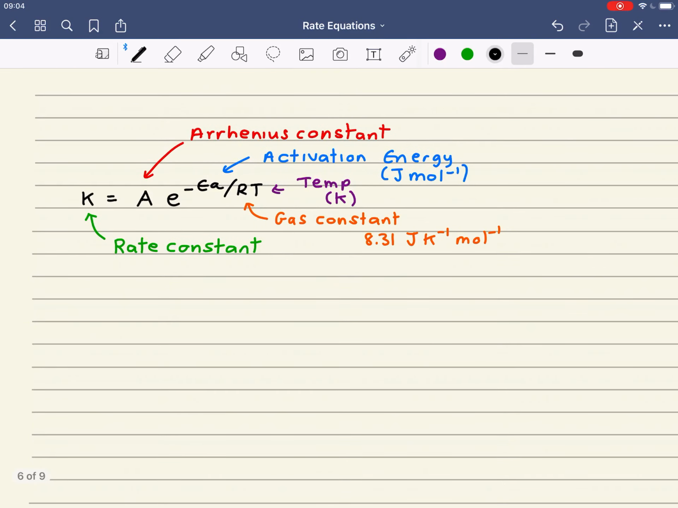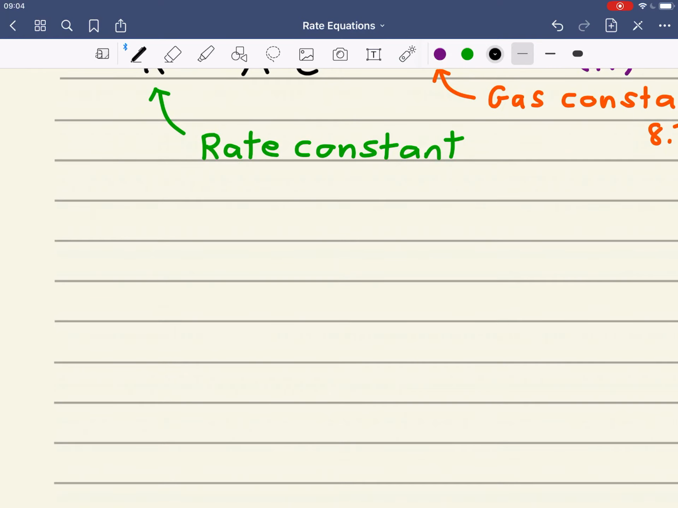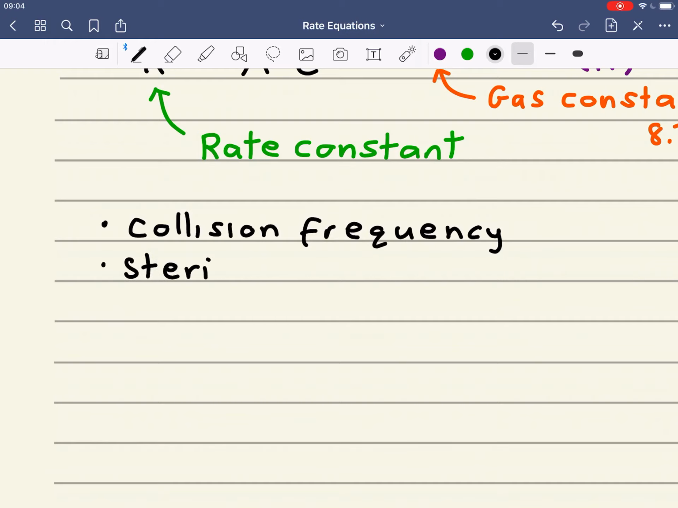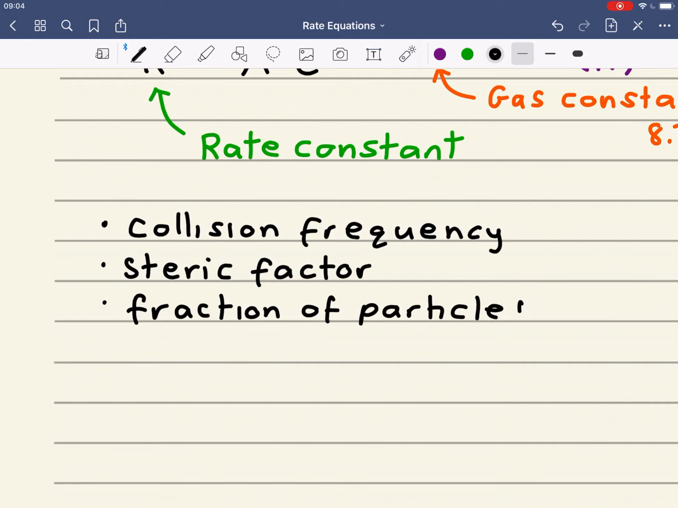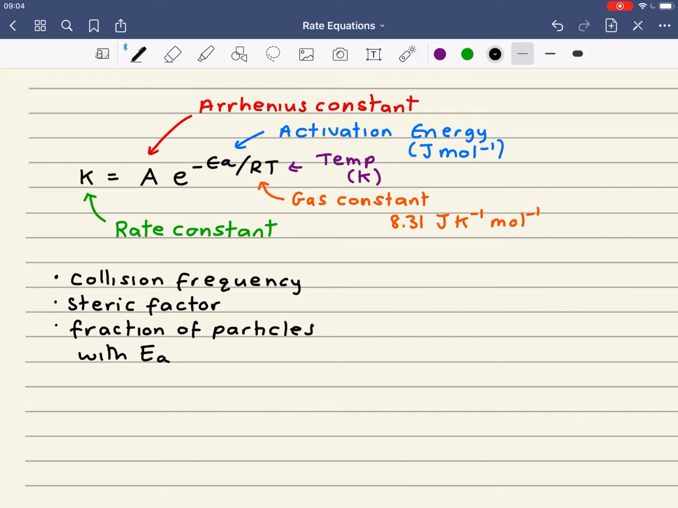Now, remember the three things which can affect how fast the reaction occurs. The three things are the collision frequency, how often they collide per unit time, something we called the steric factor, they collide in the correct orientation to react, and the fraction of particles with the activation energy, how forcefully they collide. And the beauty of this equation is that all three of those factors are incorporated into the equation.